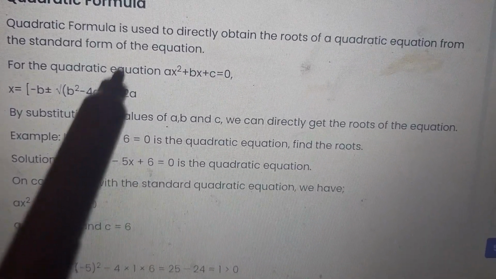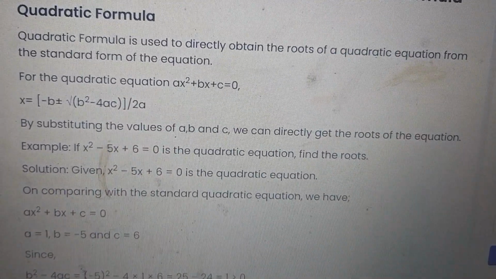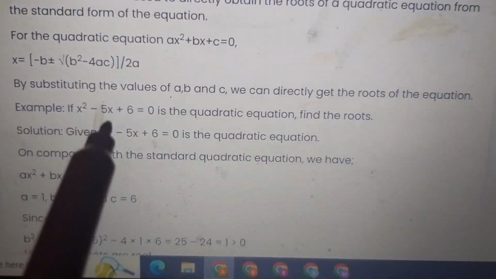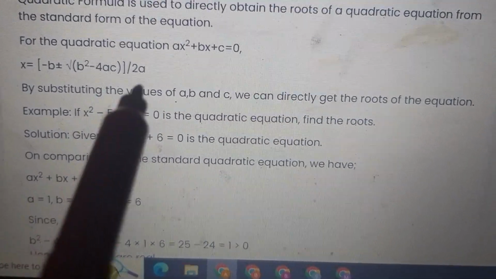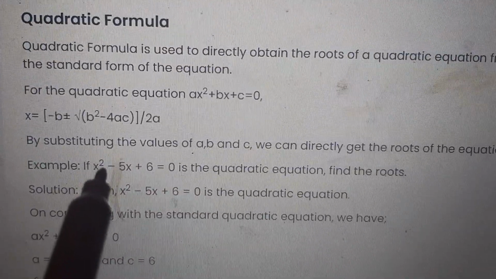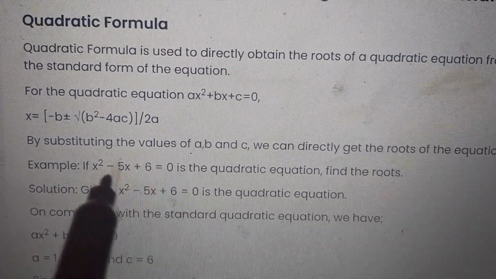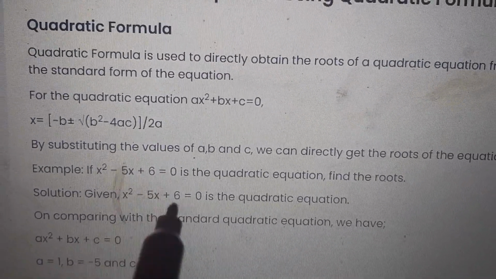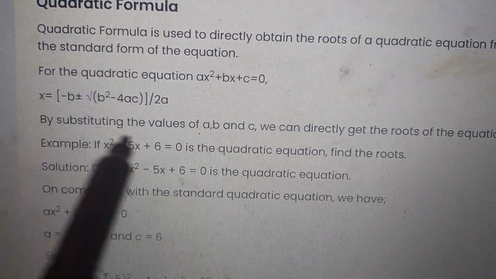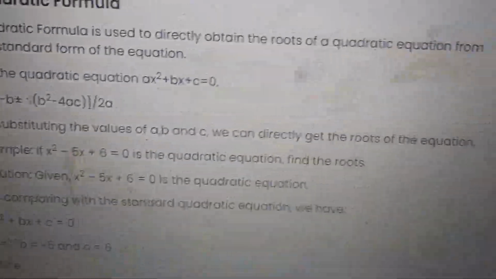b square minus 4ac by 2a is the formula of the quadratic equation. By substituting the values, the example I am taking here is x square minus 5x plus 6 equal to 0. Comparing with ax square plus bx plus c, we have a equal to 1, b equal to minus 5, c equal to 6. Substituting this directly in the formula, we get the values, children.